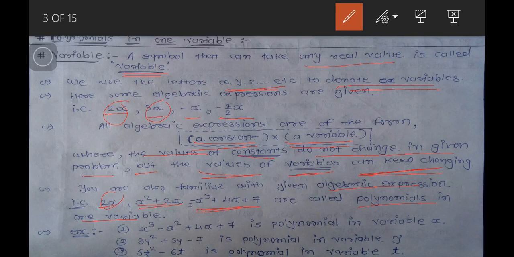Now more examples are given here. x cube minus x square plus 4x plus 7 is a polynomial in x. 3y square plus 5y minus 7 is a polynomial in variable y, and 5t square minus 60 is a polynomial in variable t. All the examples are in one variable.